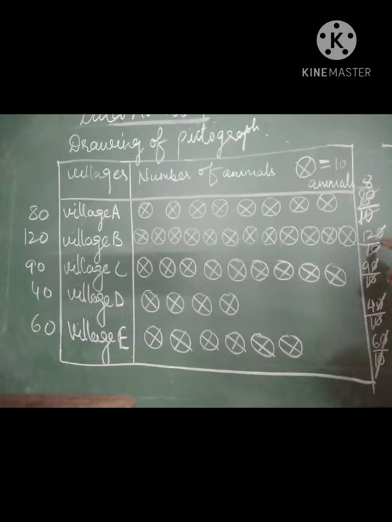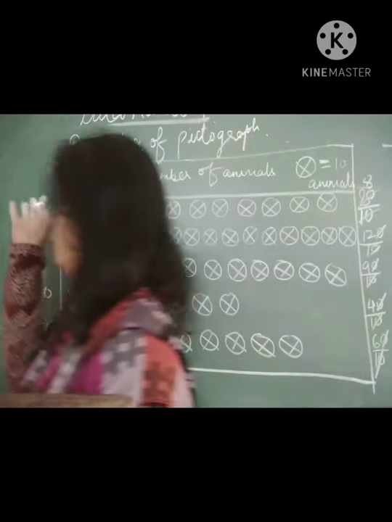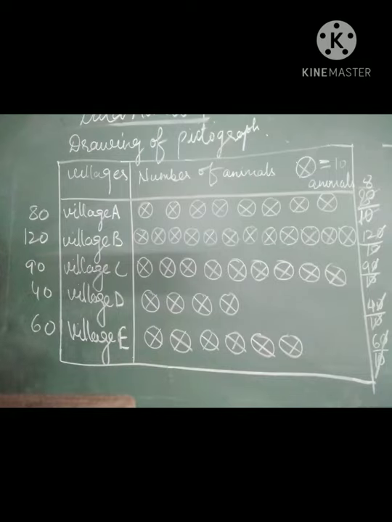So in this way we can find out how many pictures we have to draw according to the given scale. And if the scale is not given, we can assume the scale ourselves also. As we can see, all the numbers of animals are divisible by 10. So we can take one picture equal to 10 animals.